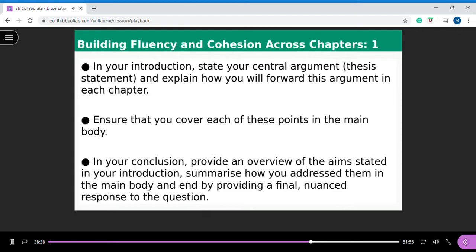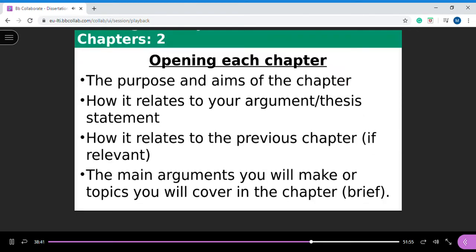If you're opening each chapter, you should open it with a few sentences which do this. First of all, you put the purpose and aim of the chapter. So why are you writing that chapter? What is it going to do? Then you want to relate that to your argument or thesis statement. Or if that's not going to come till later, then relate it to your broader research aims. And then you need to go into how it relates to the previous chapter, if relevant.